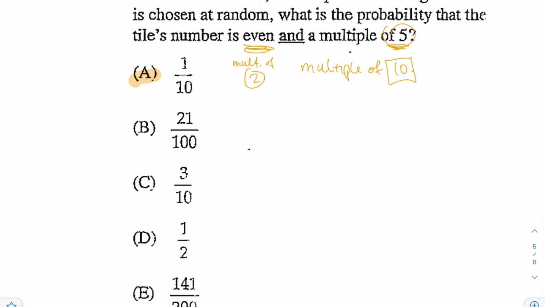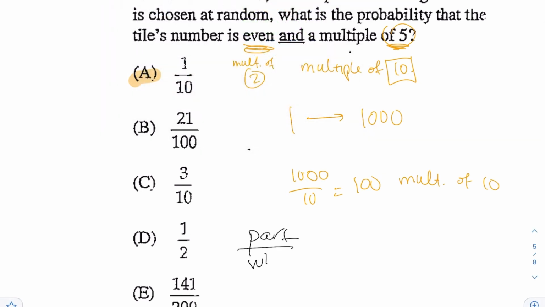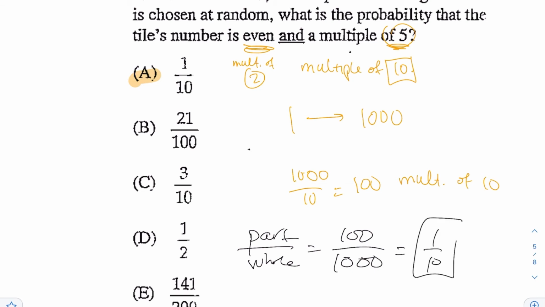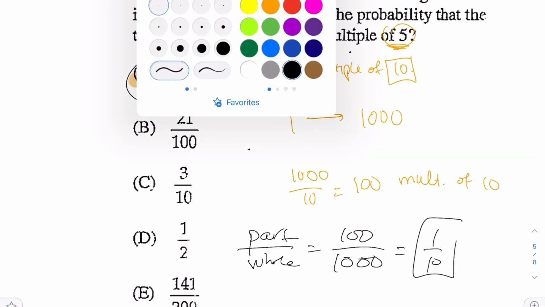So to figure out how many multiples of 10 are from 1 to 1,000, you can just do 1,000 divided by 10. That's equal to 100. So there are 100 multiples of 10. So that's the part. Because probability is just part over whole. And the part, you want multiples of 10. So there's 100, and there's 1,000 total. 100 over 1,000 is 1/10. That's choice A.